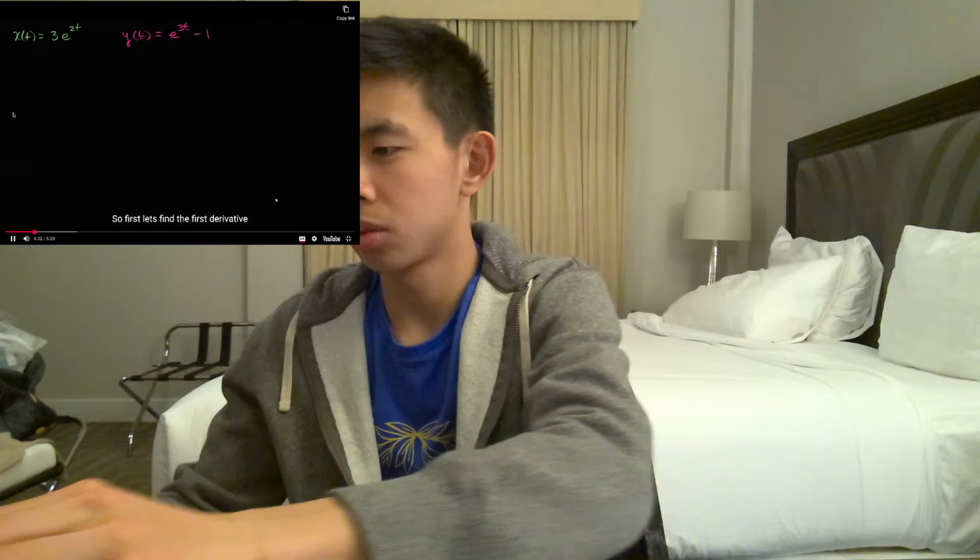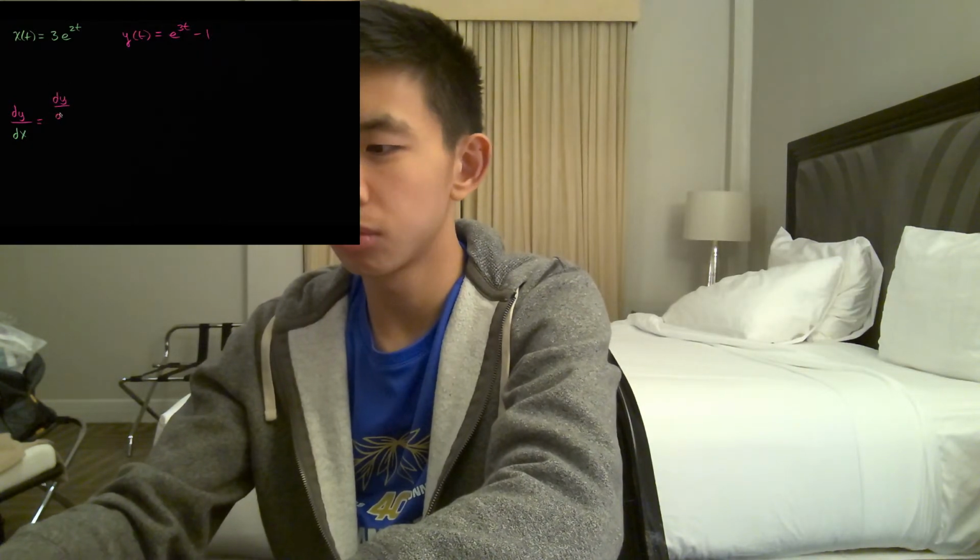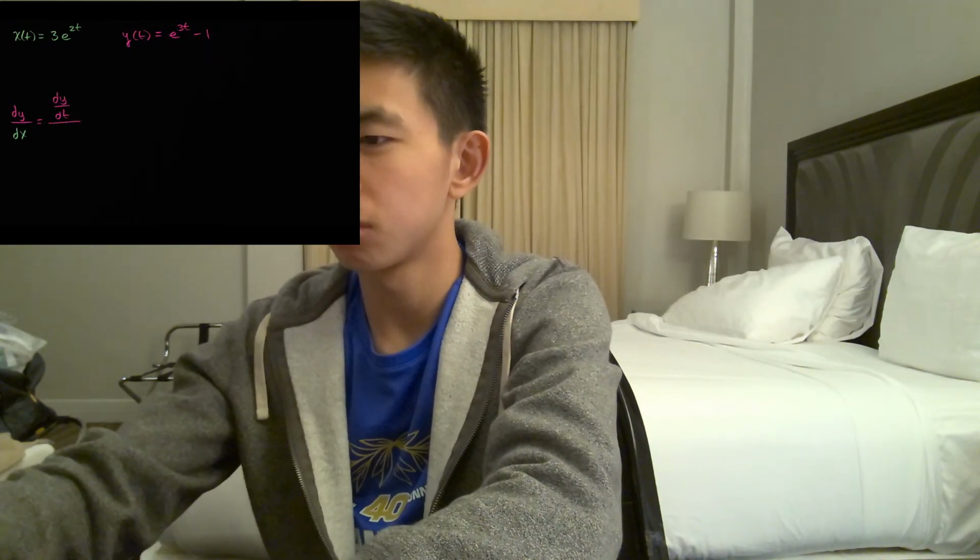So first let's find the first derivative of y with respect to x. First derivative of y with respect to x, and we've seen this before in other videos where this is going to be the derivative of y with respect to t over the derivative of x with respect to t.